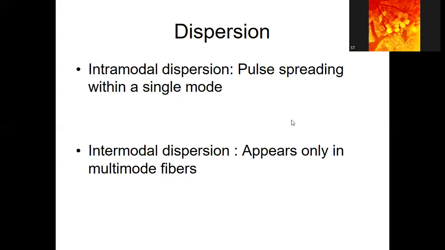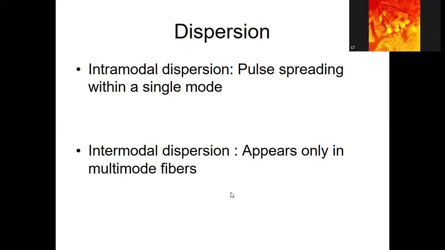Hello everyone. In this video, we will discuss dispersion in the context of optical fibers. Basically, dispersion is of two types, intramodal dispersion and intermodal dispersion. Intermodal dispersion appears only in multimode fibers, and intramodal dispersion is basically pulse spreading within the single mode. So for single mode, we take intramodal dispersion into account, and for multimode fibers, intermodal dispersion is applicable.